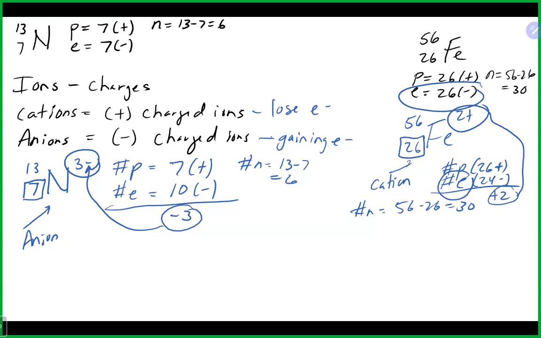So if you have something that is an ion and you want to figure out protons, electrons, and neutrons, it is just the electrons that are changed. Everything else basically stays the same. And it's those electrons that determine sort of what the charge is, what you got.